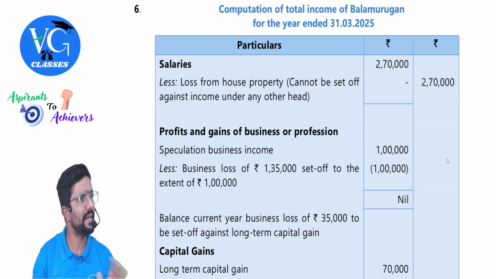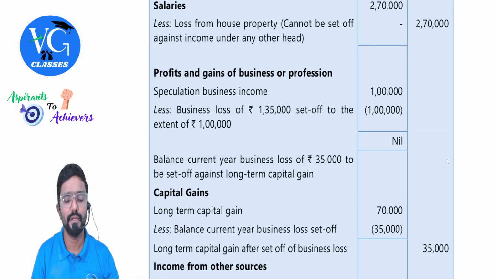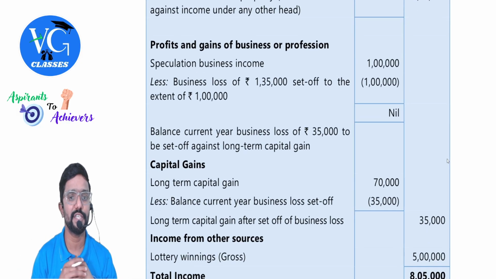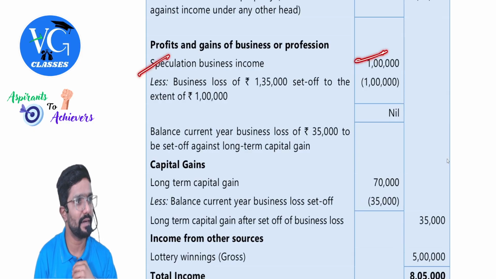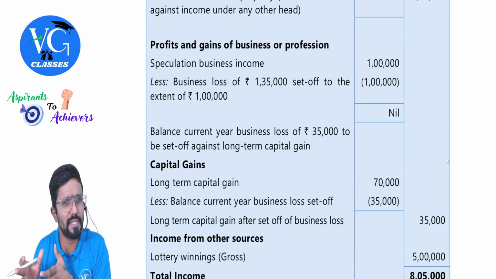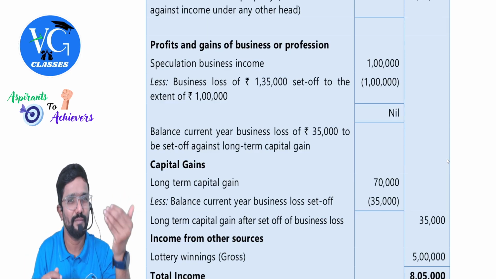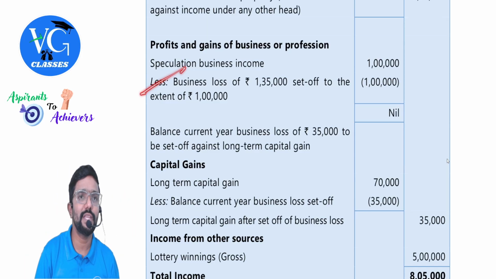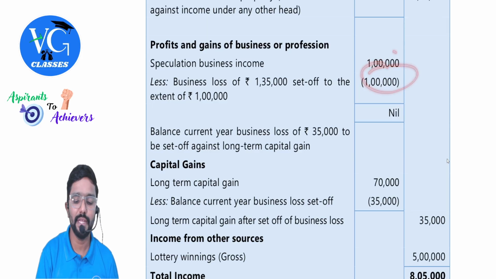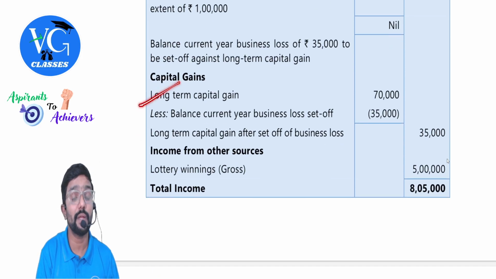So straight away, income from salary which is computed is 2,70,000. Then profits and gains of business or profession. Speculation business income of 1 lakh is there. Textile business loss, which is normal business loss. Please look here. So 1,35,000 is the loss, but you can set off only to the extent of 1 lakh. Remaining 35,000, can I set off against long-term capital gain?